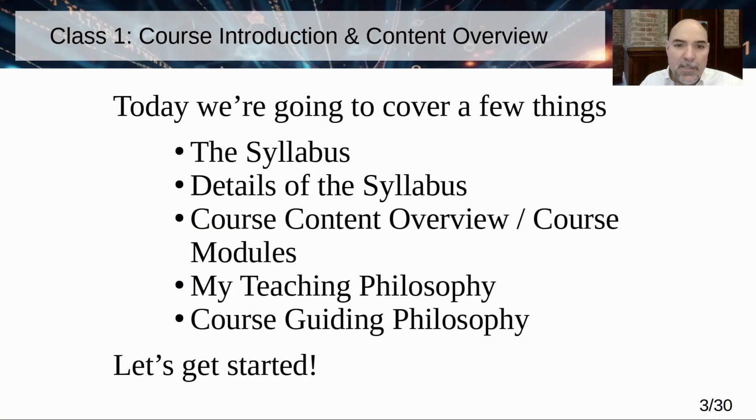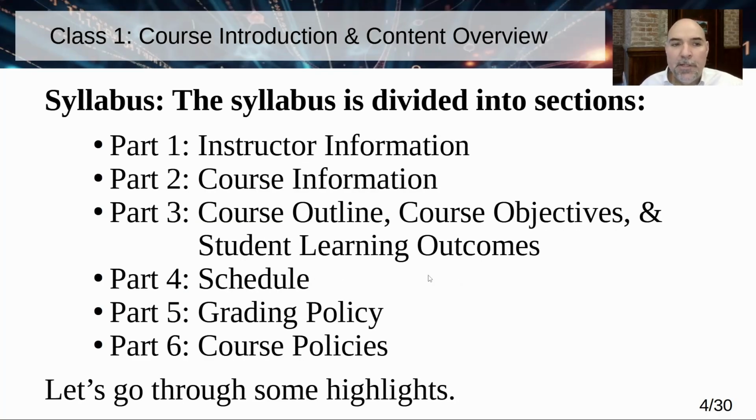Now, first thing is the syllabus itself is divided up into 6 sections: instructor information, course information, and then a course outline. And in that course outline, it has the course objectives and student learning outcomes. That can be useful. The course outline gives you an overview of the content that we're going to cover. And the objectives and the learning outcomes give you an idea of what it is we're trying to do with the class, and what you can expect at a very high, abstract level by the end of the class.